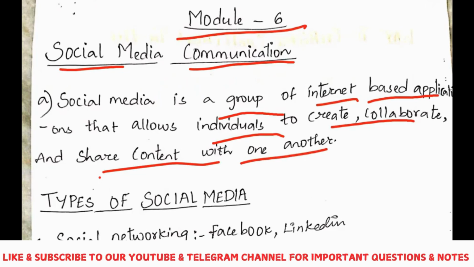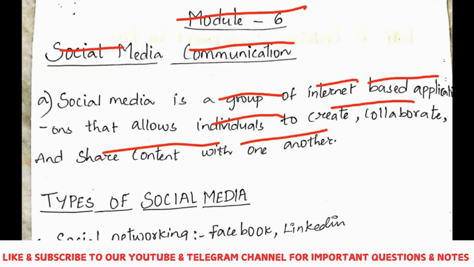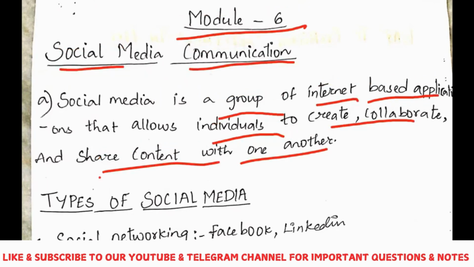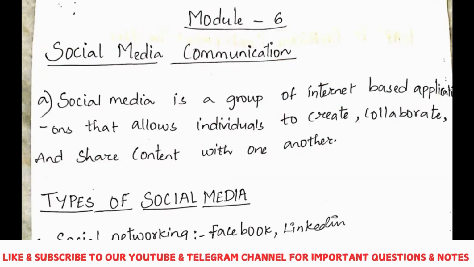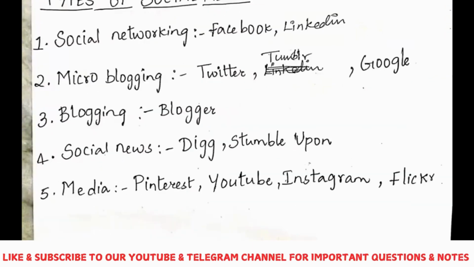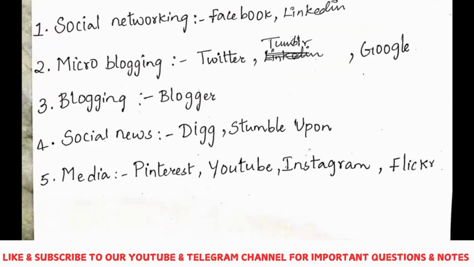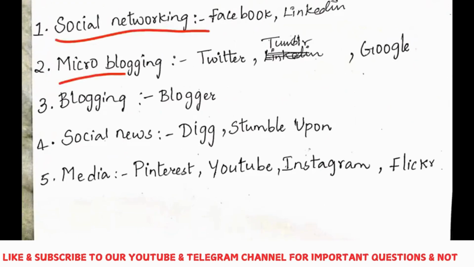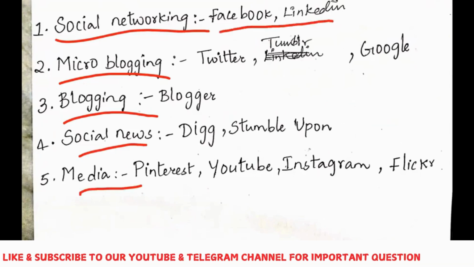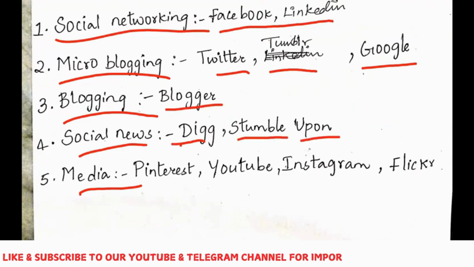Right. Types of social media: social networking is there, microblogging is there, blogging is there, social news and media is there. First, social networking: Facebook is there, LinkedIn is there, Google Plus is there. And microblogging: Twitter, Tumblr. And blogging: Blogger. And social news: Digg and StumbleUpon. And media: Pinterest, YouTube, Instagram, Flickr.